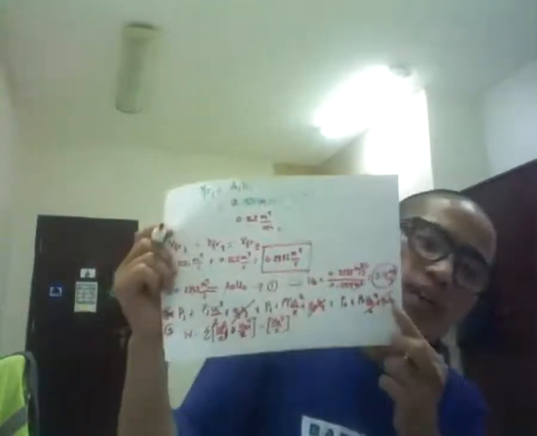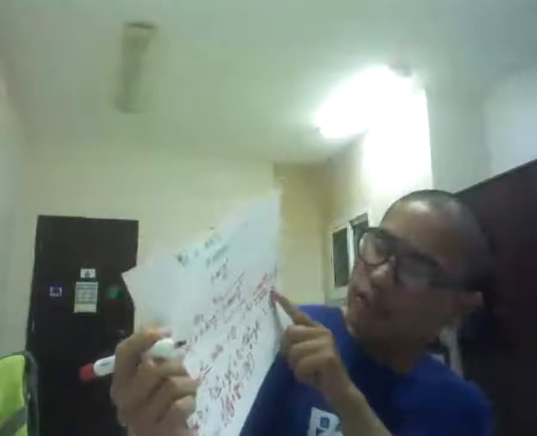0.2835 divided by 0.054. Our velocity at the outlet is 5.25 meters per second. But this is not yet the one we are looking for. Our velocity at the outlet is 5.25 meters per second.